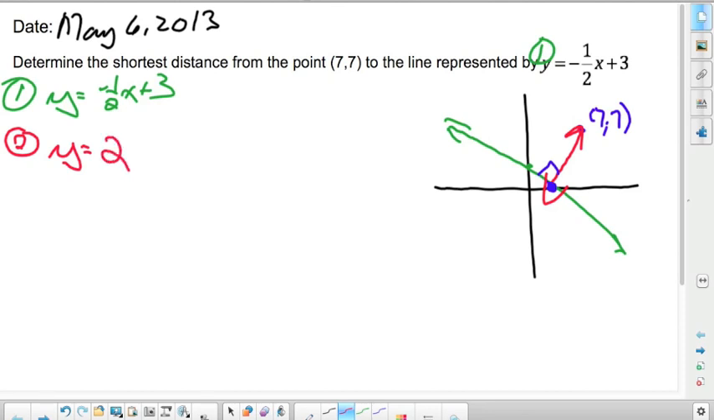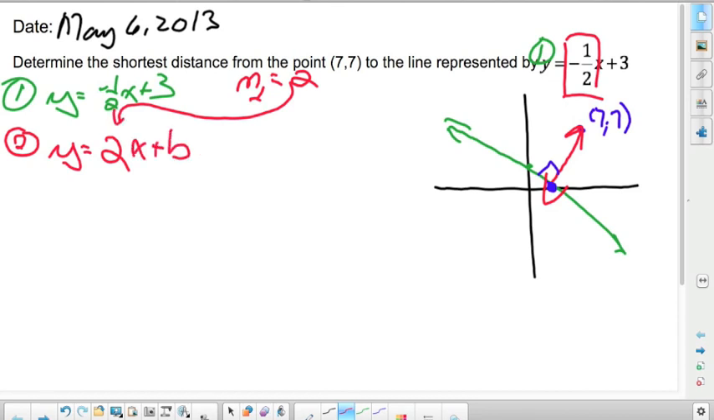Right, so we took the negative reciprocal of negative a half. You can even write over here, the slope perpendicular to that is 2, which we plug into here. So now we have a starter equation, y equals 2x plus b. Now Cecina jumped the gun a bit and says, well, now we have a point on that line, which happens to be 7, 7. We plug that in to get our value for b.